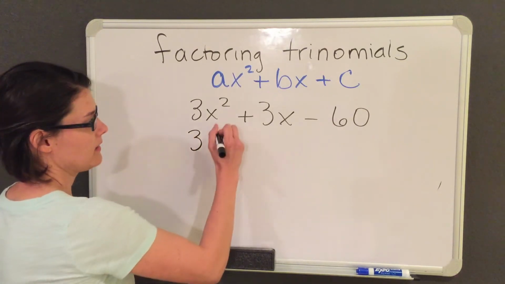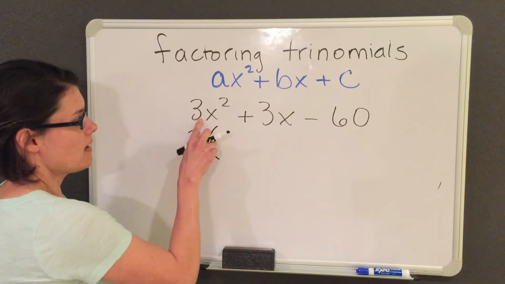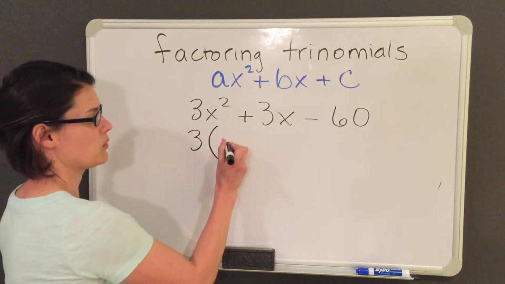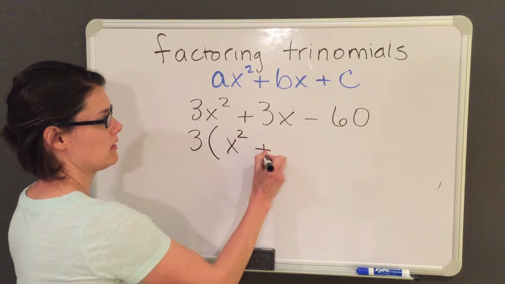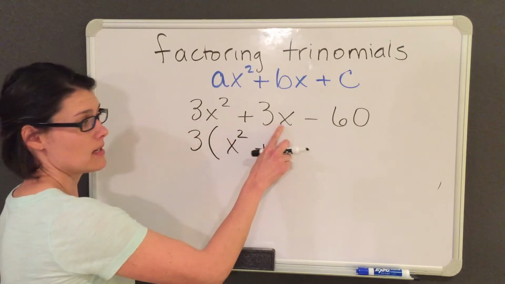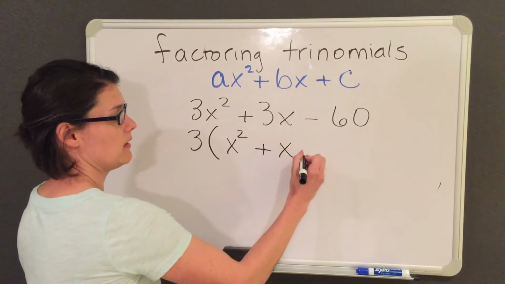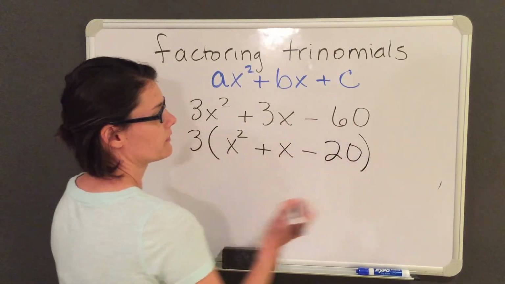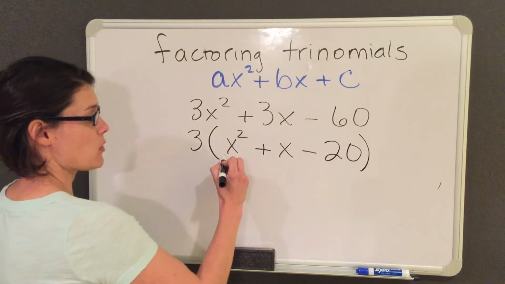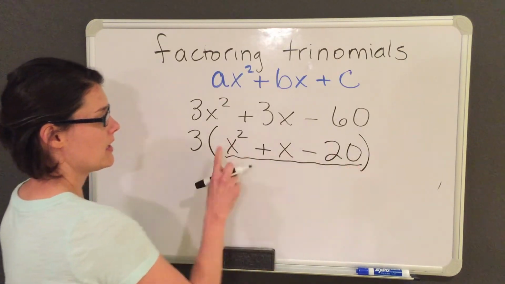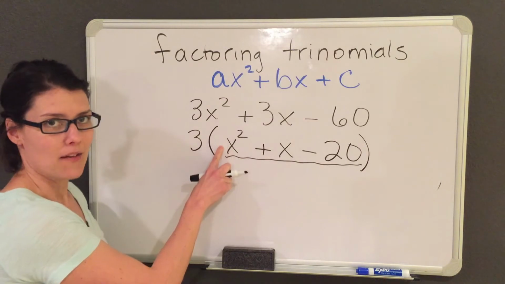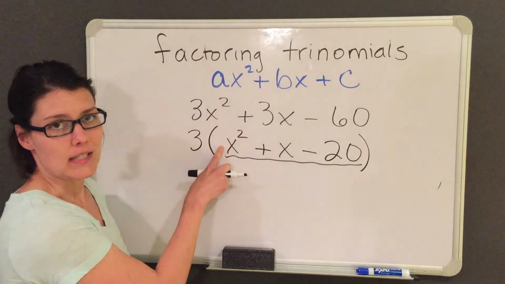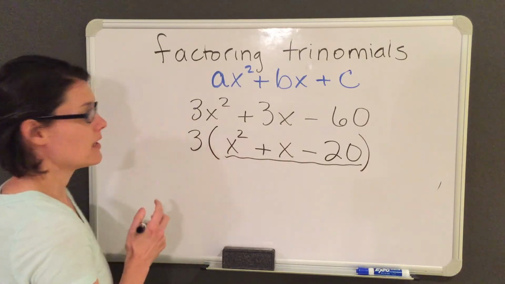So I write out a 3 and open a parentheses, and I'm going to divide. 3 divided by 3 is 1, so I'm left with just x squared. 3 divided by 3 is 1, so I'm left with just x. And 60 divided by 3 is 20. And now I'm going to look at what I have left over, and I do have a leading coefficient that is just 1. So now I can continue using the steps in this tutorial. So step 1.